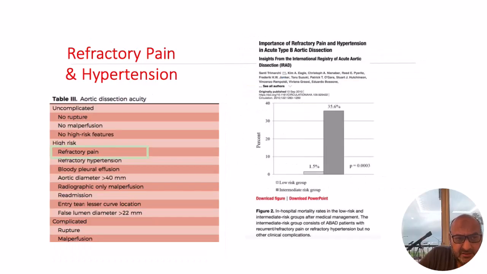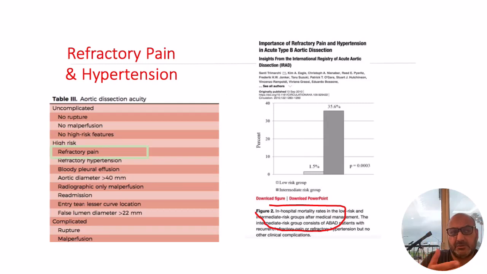Refractory hypertension is again defined as somebody who takes about 3 medications for blood pressure, and the blood pressure is not controlled. In general, the importance of refractory pain and hypertension is basically increased in-hospital mortality. In this high-risk group, in-hospital mortality approaches 35% if they treat it just medically. So that's a huge, huge sobering number. So you have to be proactive on those patients, and now it's recommended that they be treated.